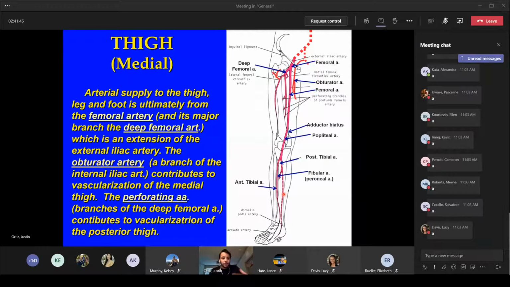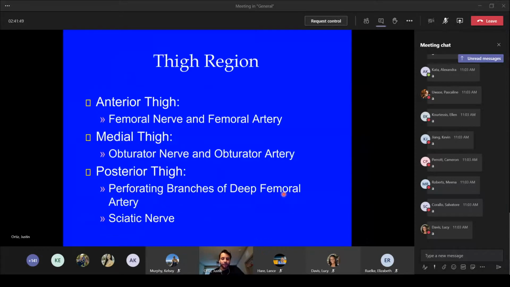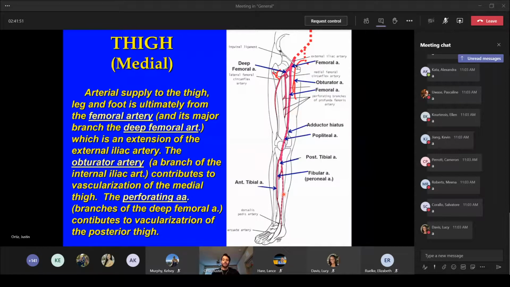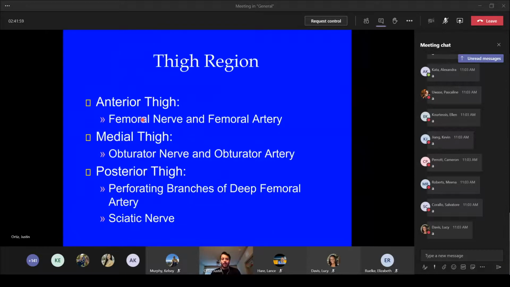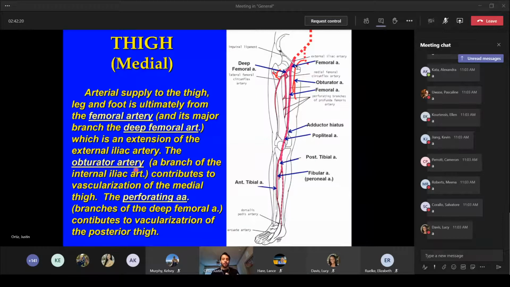Okay, so here's going to be the arterial supply. We talked about this already throughout these lectures. So again, I just put a little summary slide because I feel like it's easier to see it in bullet points rather than in a paragraph. So I put anterior thigh, remember femoral nerve and femoral artery. Remember medial thigh, obturator nerve and obturator artery, posterior thigh, perforating branches of deep femoral artery, as well as the sciatic nerve. Right, that's basically everything that he's talking about here. Another thing important to know, remember, obturator artery comes off the internal iliac artery. Right? Again, obturator artery is going to be coming off the internal iliac.